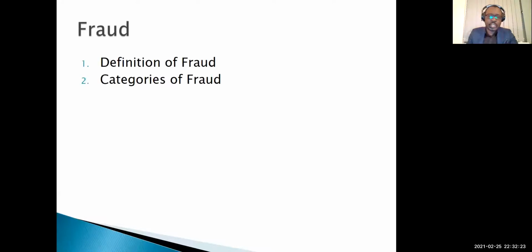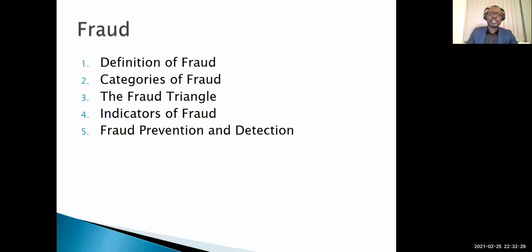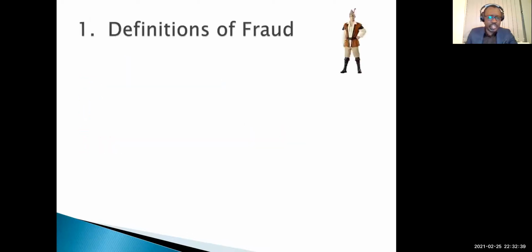What is fraud? We'll look at fraud, okay? Categories of fraud, the fraud triangle, some indicators of fraud, and how we can detect and prevent fraud. Trust me, it cannot be fully done 100%, but to some extent, we can prevent it, okay? And then we'll look briefly at the concept of money laundering, all right?